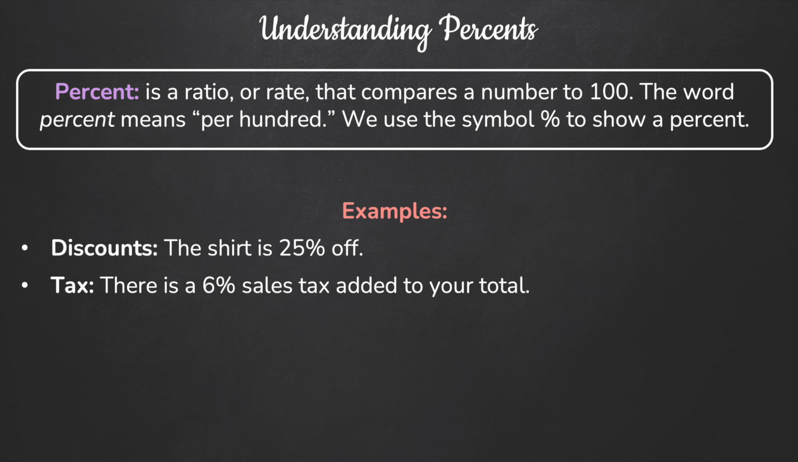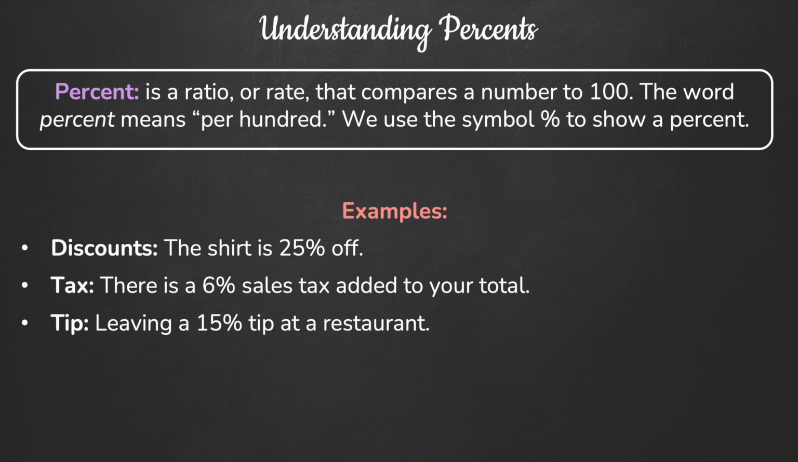Then we have taxes. So sometimes you'll have a sales tax added to your total. That means you add up the cost of your items in total, and then there will be a percentage of a sales tax added to it that you also have to pay in addition to the cost of the items.